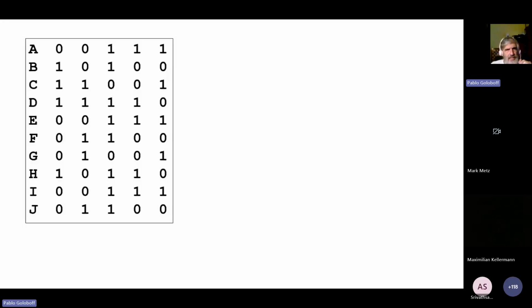with, I think, 10 taxa and 5 binary characters. So you have a bunch of zeros and ones.